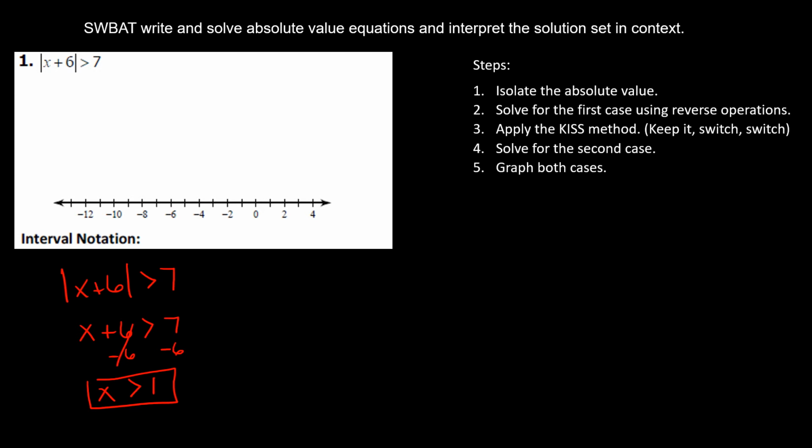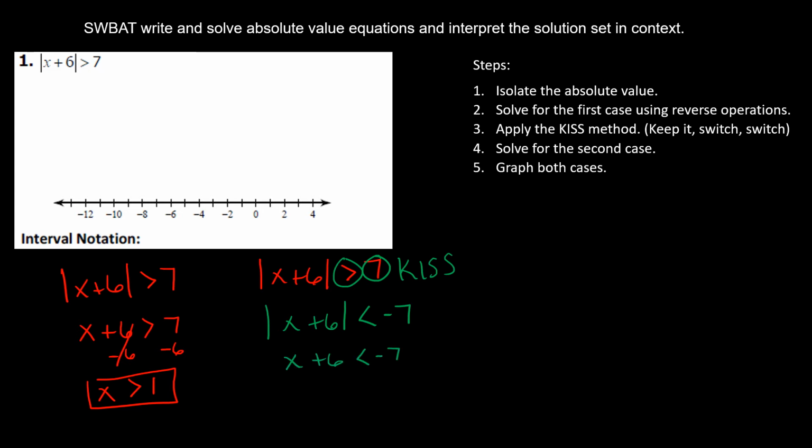Okay? On the other side, we have the absolute value of x plus 6. It's greater than 7, but we need to apply the KISS method. So we're switching. So we'll say the absolute value of x plus 6 is now less than negative 7. So when we drop the absolute values, we're going to get x plus 6 is less than negative 7. Subtract 6 from both sides. We get x is less than negative 13.